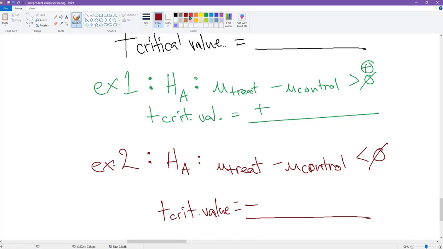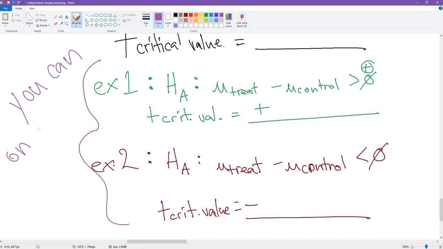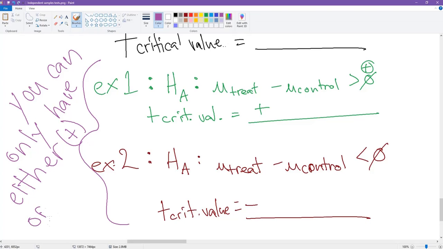And I'm going to write this in purple. You can only have either a positive critical value or a negative critical value. So either positive or negative, not both. Please do not make both direction hypotheses.